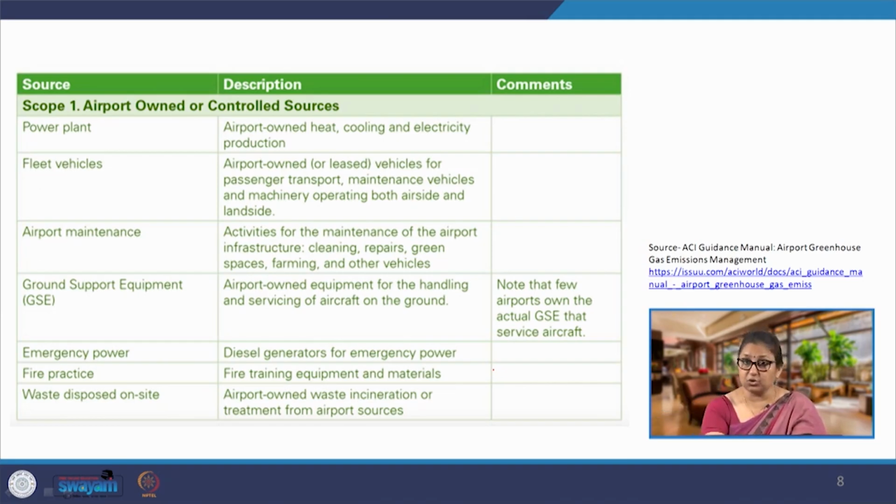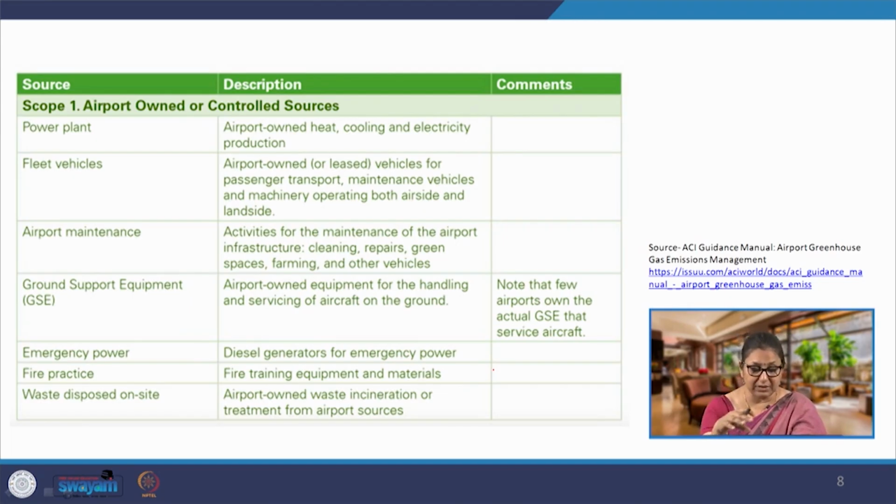If we are looking at scope 1, we are only looking at the direct sources of emissions. For example, if there is an owned power plant, so some airports across the world have their own power plants where they generate their own heating, cooling or sometimes electricity also. Then their own fleet of vehicles, which is plying inside the airport premises or in a particular range. The direct emissions coming from this fleet of vehicles are scope 1 emissions.